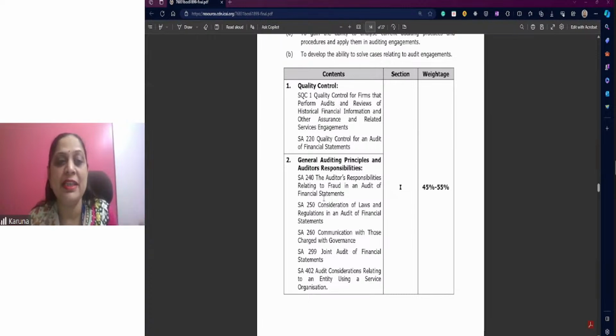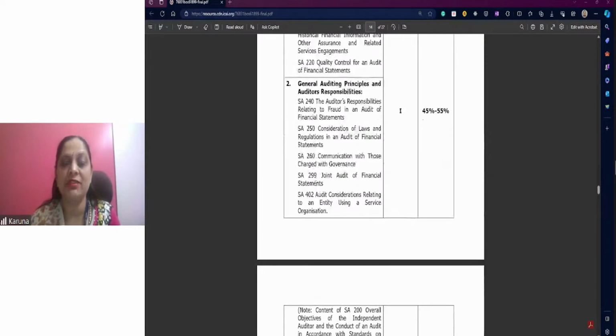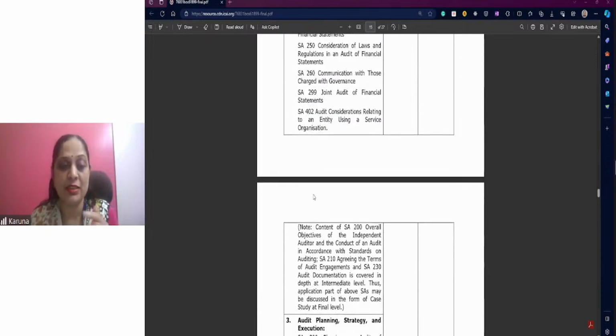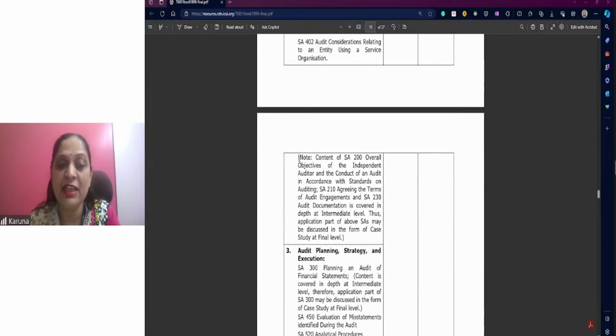So that part you can see in section 1: SQC 1, SA 220, 240, 250, 260, 299, 402, that is chapter 2. Then again, it's very important that in the note we have given that the content of SA 200, 210, 230 is already covered in depth at intermediate level. So we will be covering only the application part of that standard in the form of case studies at final level, right? You cannot say that this standard is not applicable since it is not covered in our study material.